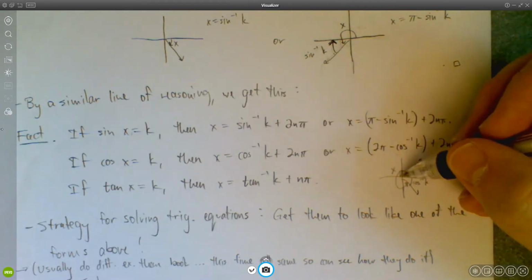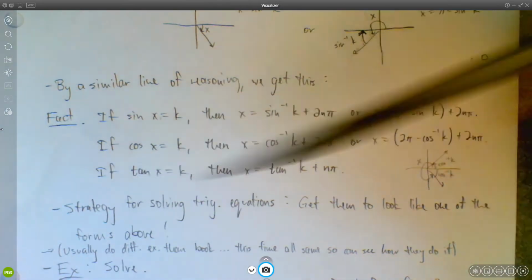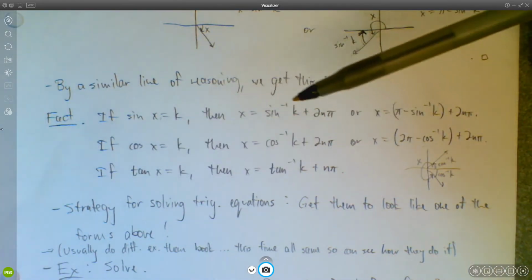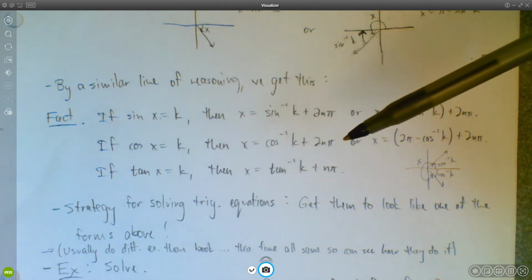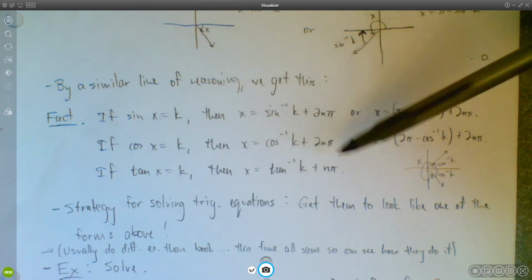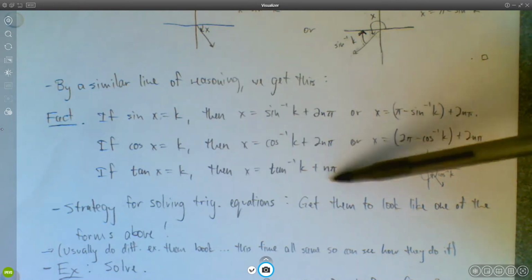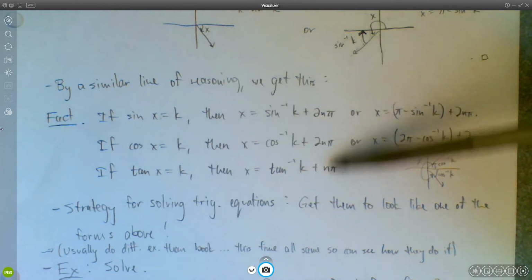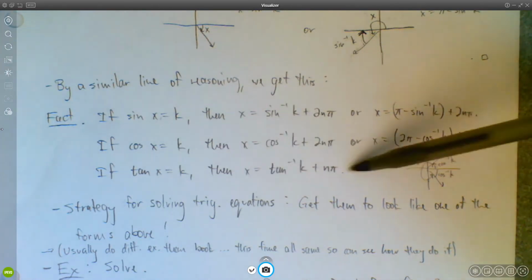You could draw a similar picture for quadrants 2 or 3, which would happen if k is negative, and you get the same rule. This is the other possibility. And finally, for the tangent case, if tangent x equals k, then x equals tangent inverse of k plus n pi. Notice that the period here is only pi instead of 2 pi, because the tangent function has a period of pi. And notice that you also don't get a separate set of solutions. You only have this one set.